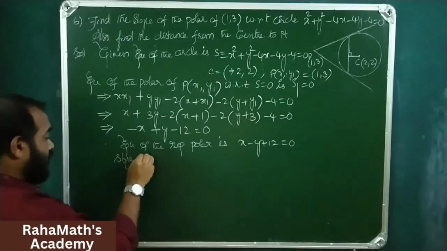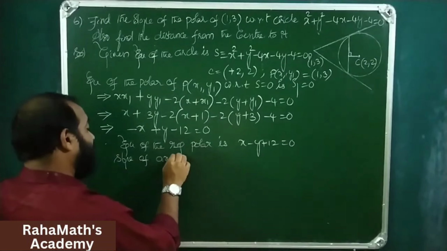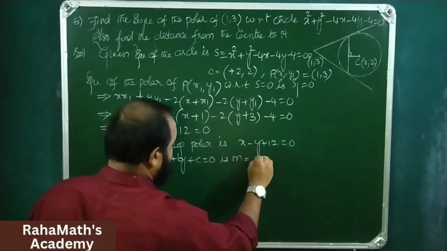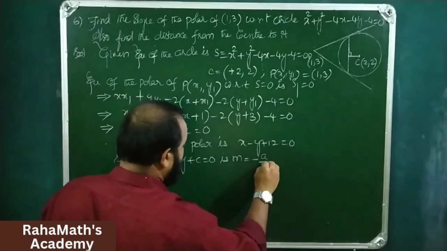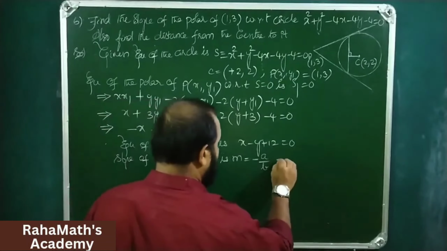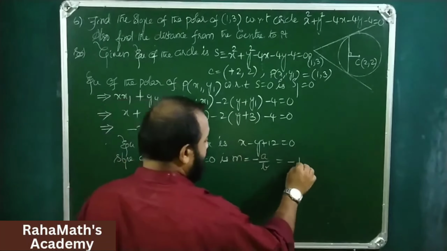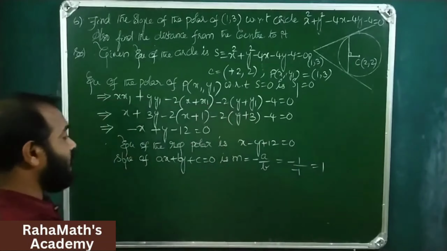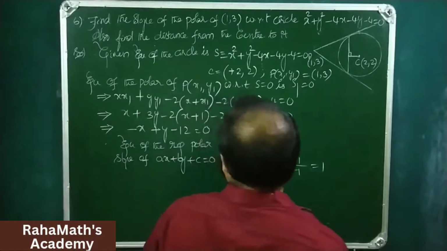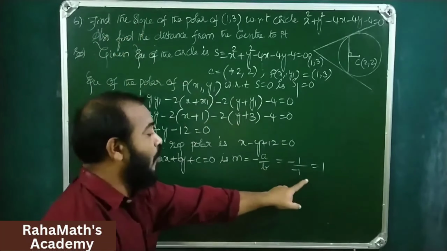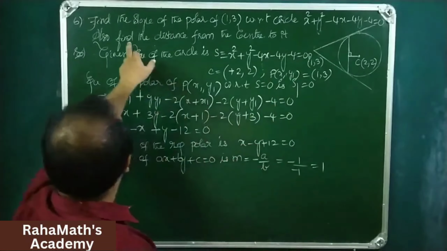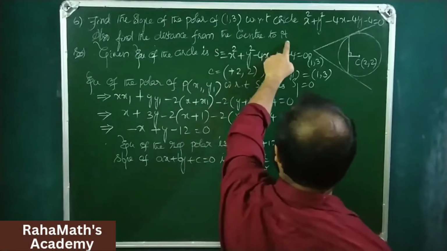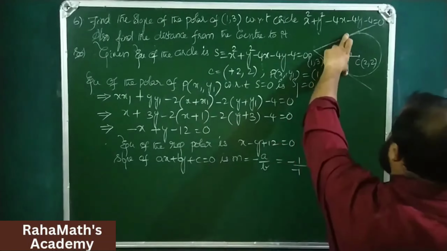Slope of ax plus by plus c equals 0 is m equals minus coefficient of x by coefficient of y. So that is minus the x coefficient 1 by the y coefficient minus 1, so this is 1. Now the slope we have found, and further he is asking to find the distance from the center to it. Center to it means to the polar. So this is the line. What is this line?